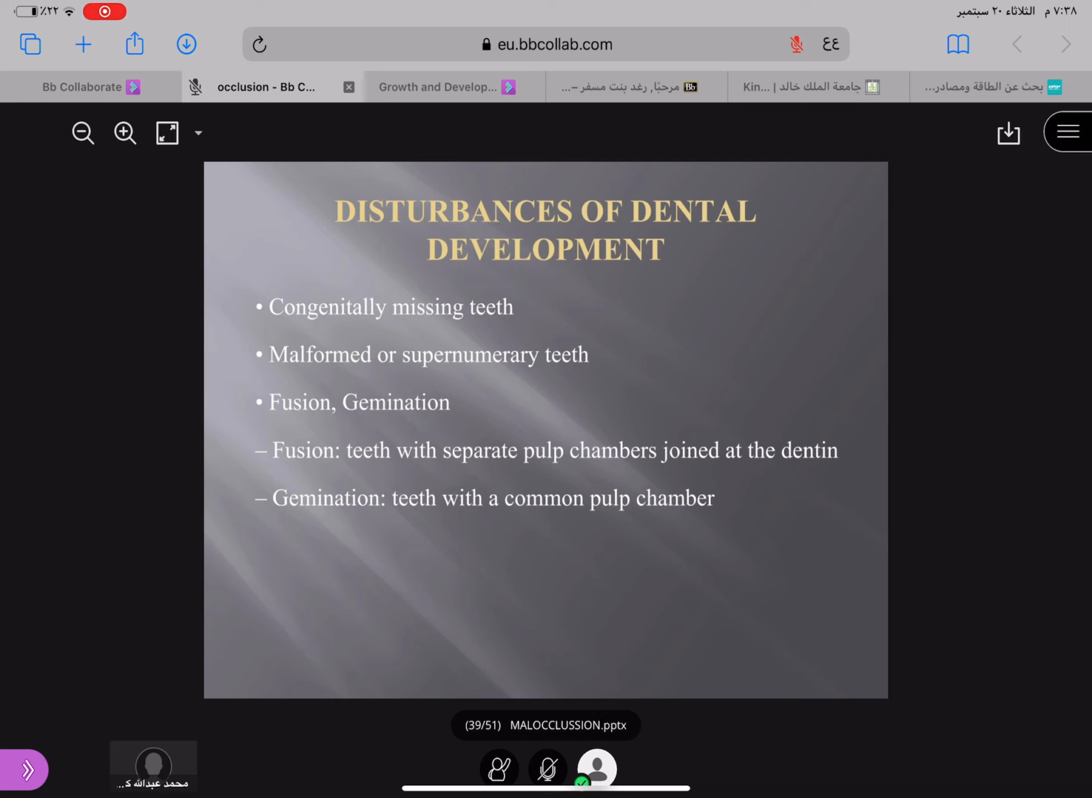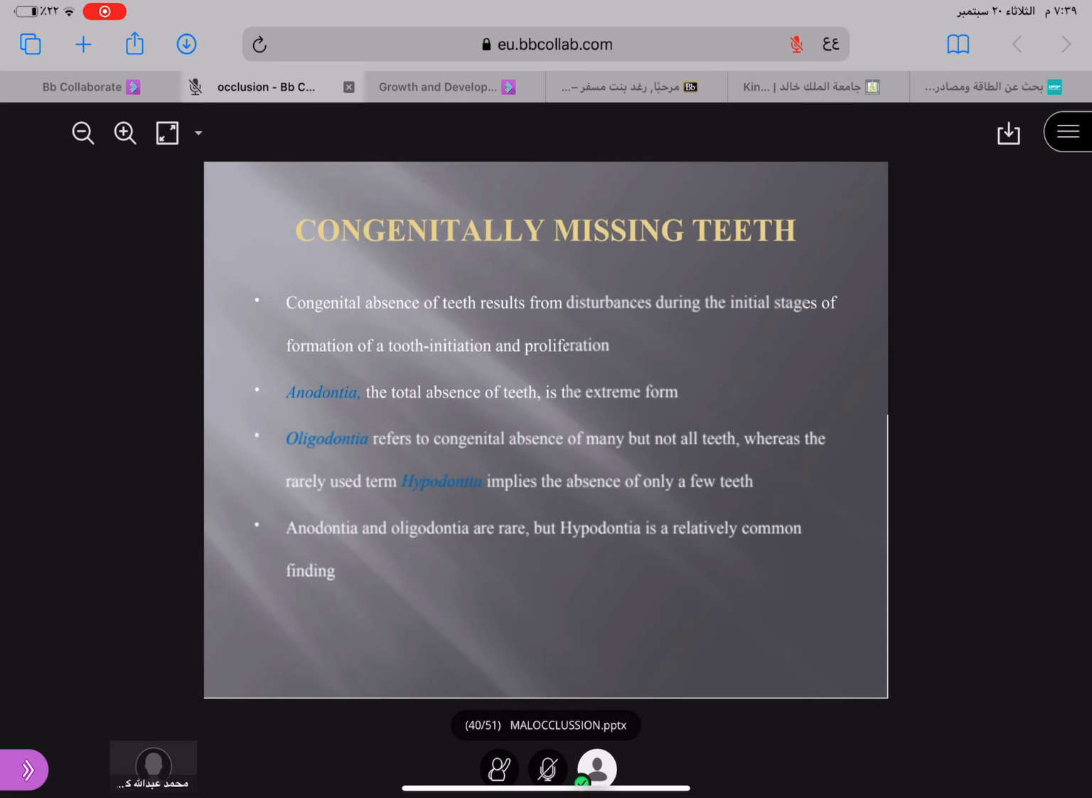Disturbances of dental development: congenitally missing teeth, malformed or supernumerary, meaning extra teeth, fusion or gemination. Fusion: teeth with separate pulp chambers joined at the dentine. Gemination is what? Teeth with a common pulp chamber. You must have read all these in oral pathology, oral diagnosis.